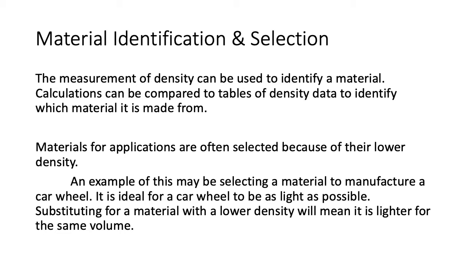Also, materials for applications can often be selected because of their density. An example of this might be you are selecting a material to manufacture a car wheel. It's ideal for a car wheel to be as light as possible. So, for the same volume of car wheel, you would be looking at substituting for a material with a lower density, and that will mean it is lighter for the same volume.